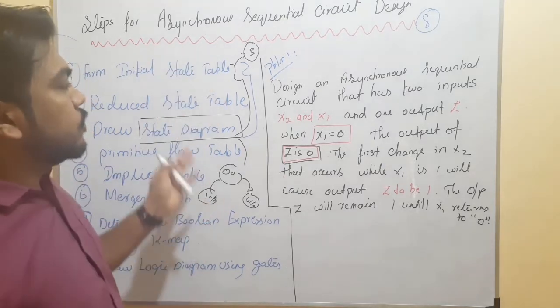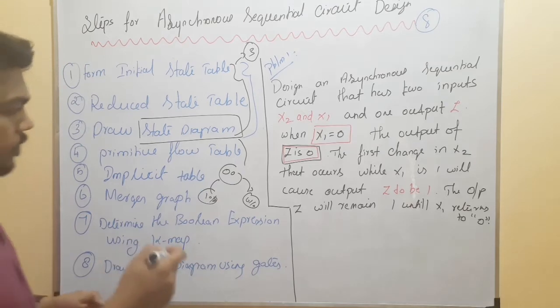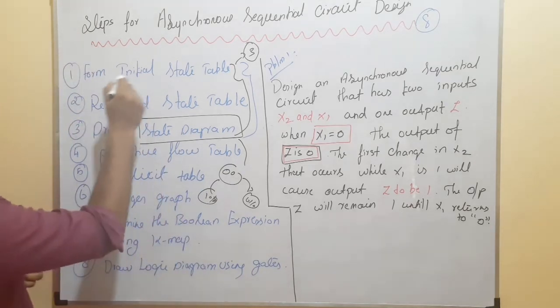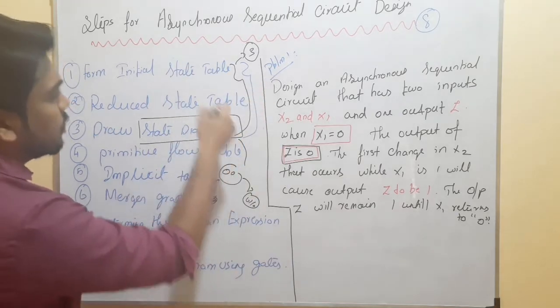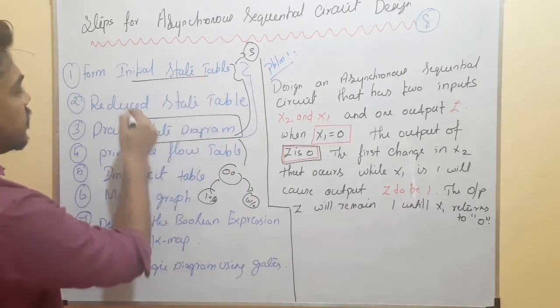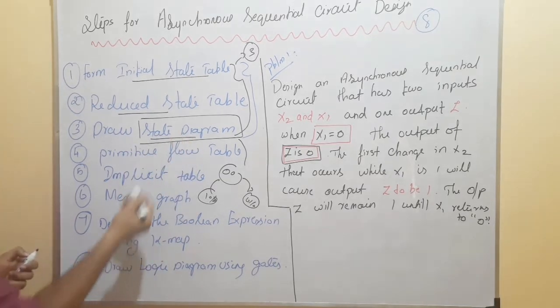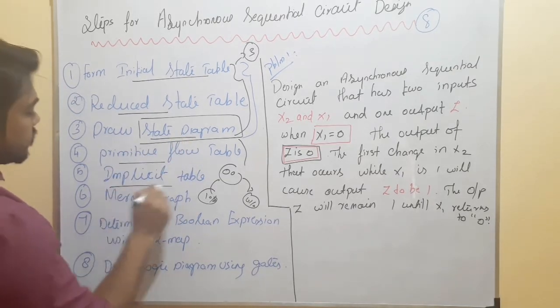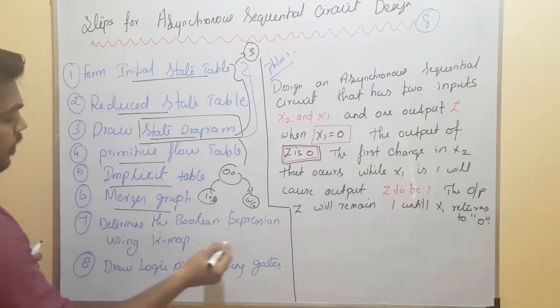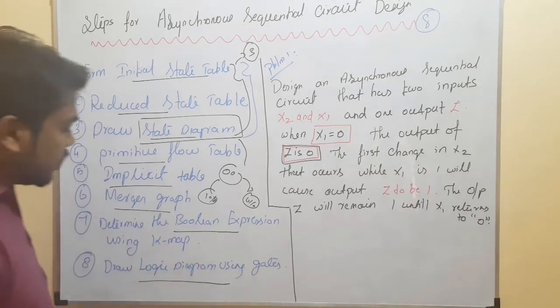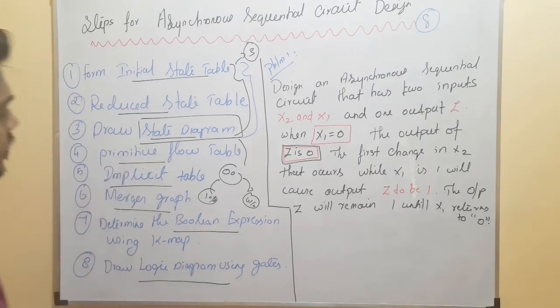So this is the total 8 steps. The first one is, from a problem, try to get the initial state table, then try to reduce it, then try to get a state diagram from it, then draw the primitive table, implication table, Mauser graph. Then get the Boolean expression, and finally the logic diagram.